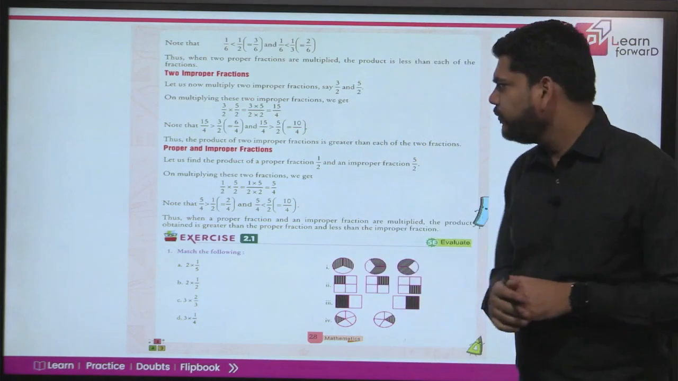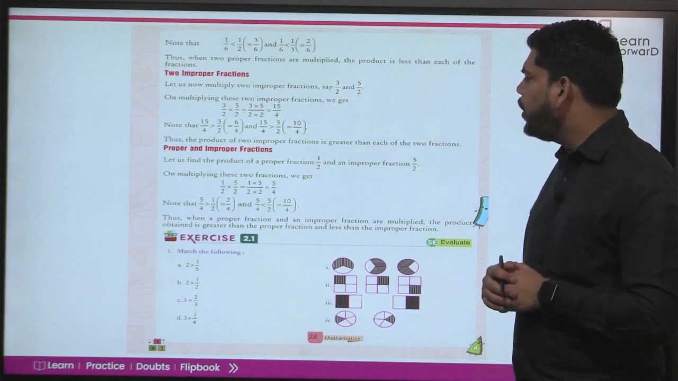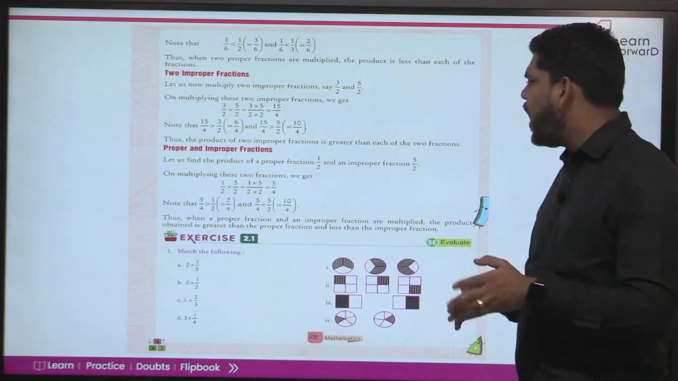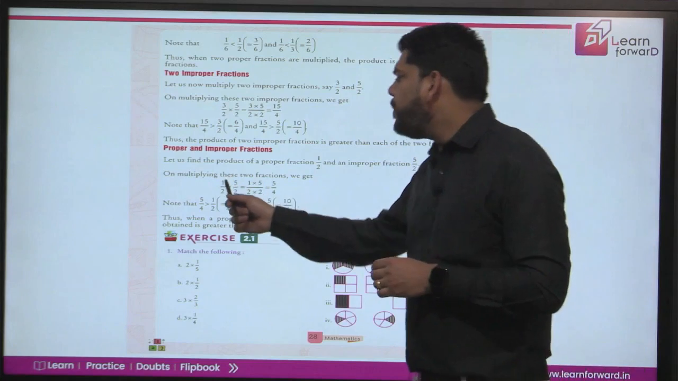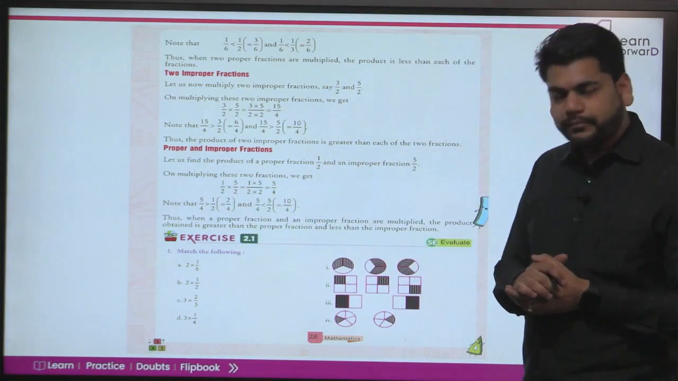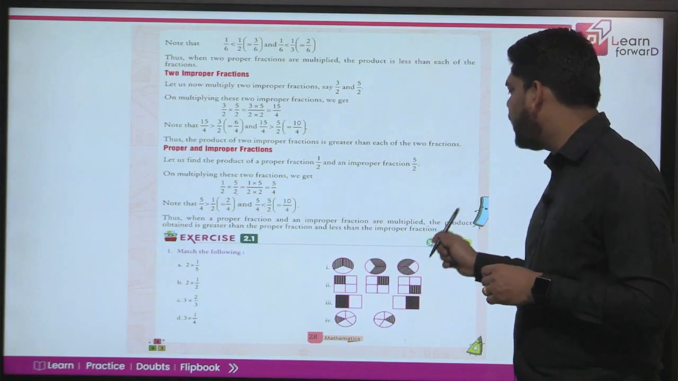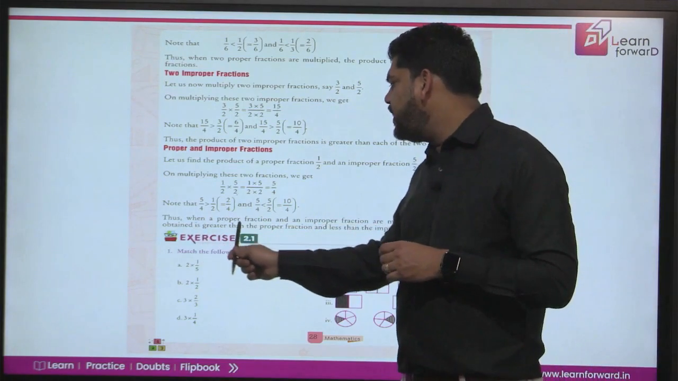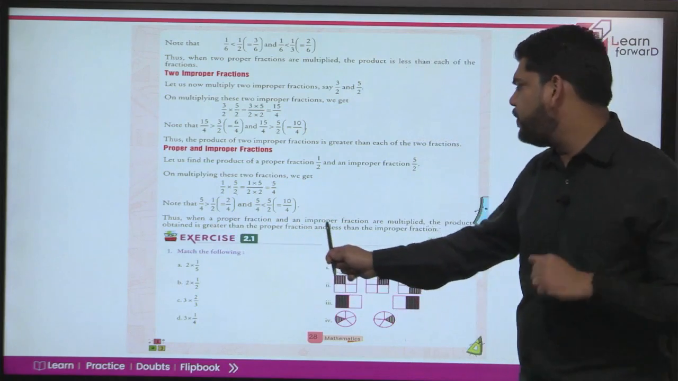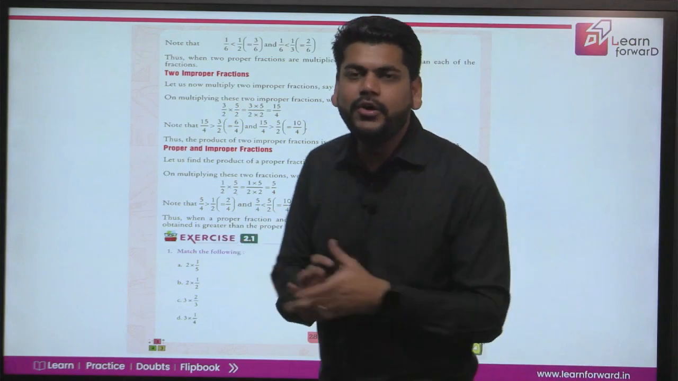Fine? Third one, proper and improper fraction. Let us find the product of a proper fraction and an improper fraction. So 1 by 2 multiplied by 5 by 2, the answer is 5 by 4. So when a proper fraction and an improper fraction are multiplied, the product obtained is greater than the proper fraction and less than the improper fraction. Hope this is totally clear to you.